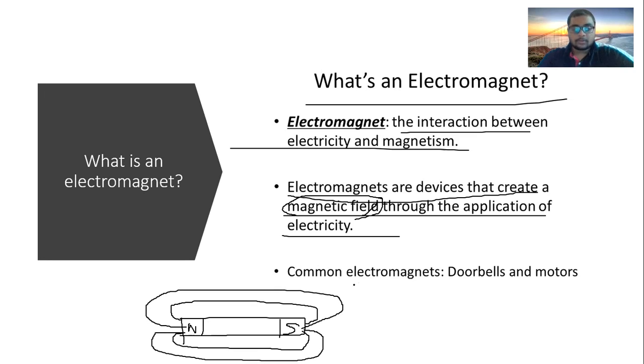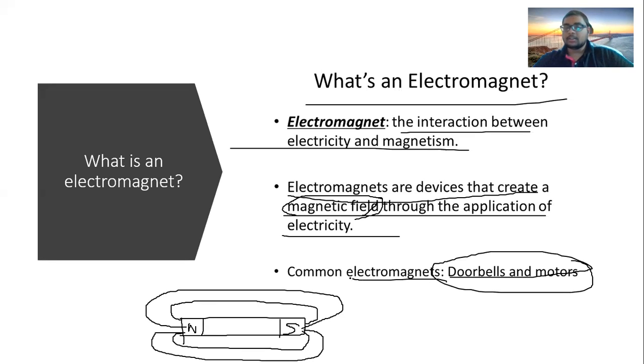So this field over here is given by this particular type of bar magnet. And these are the magnetic field lines. The lines which I have drawn over here are the magnetic field lines. And electromagnets are common examples in doorbells and motors. Electromagnets are mostly used in doorbells or motors, and there are many applications of electromagnets.